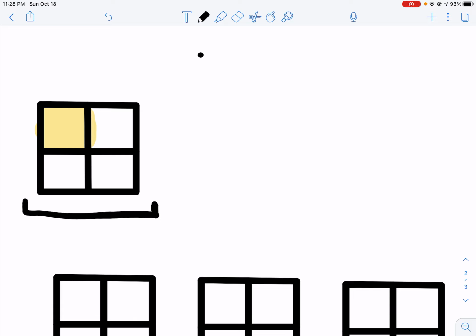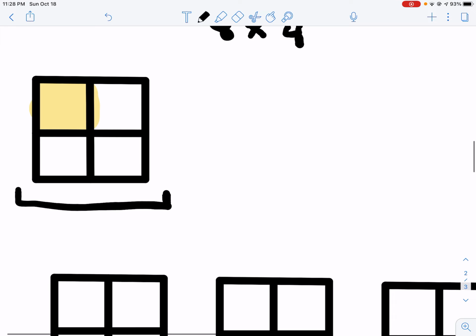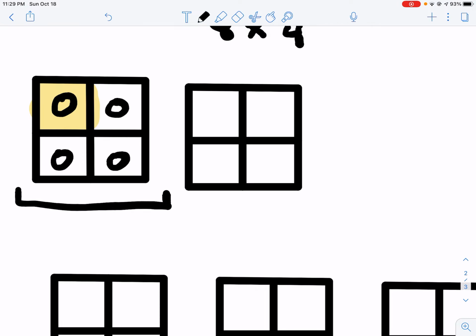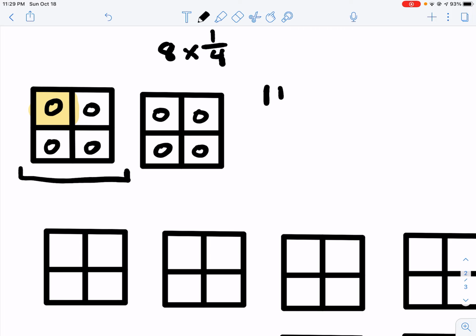So if we want to do 8 times 1/4, well, that would be 1/4 and then 8 of those. So 1, 2, 3, 4, 5, 6, 7, 8. And since one box equals 1, well then since we have 2 boxes, then we can see that 8 times 1/4 is 2.